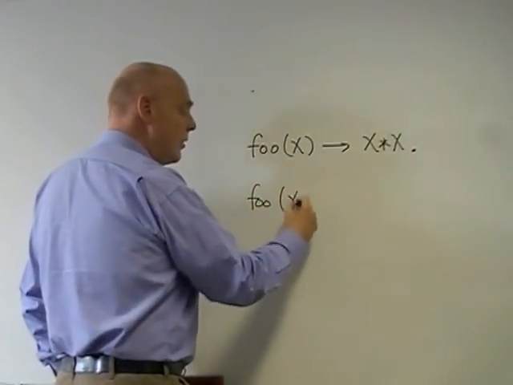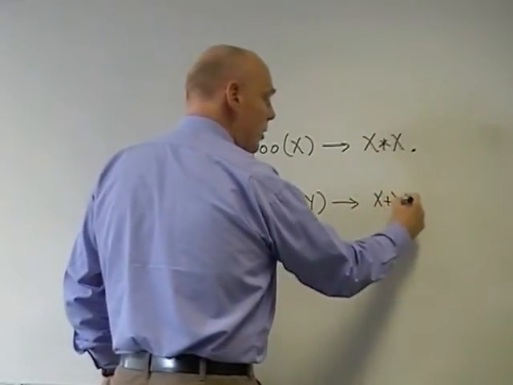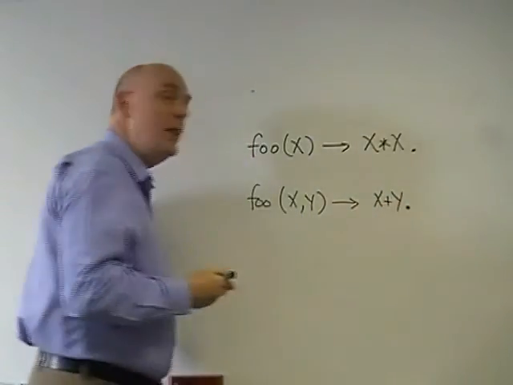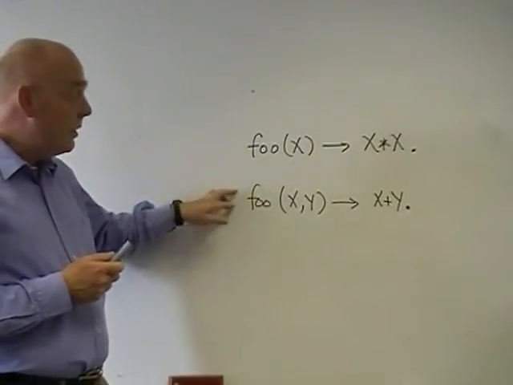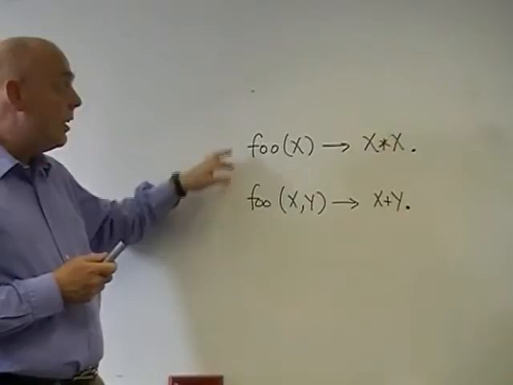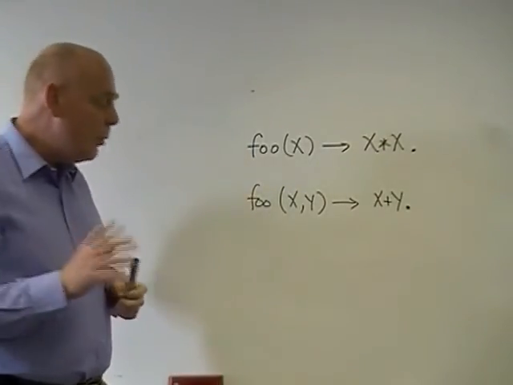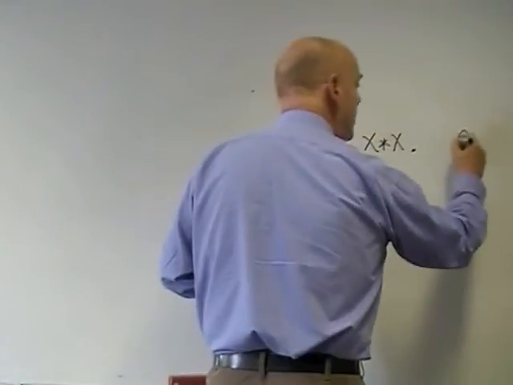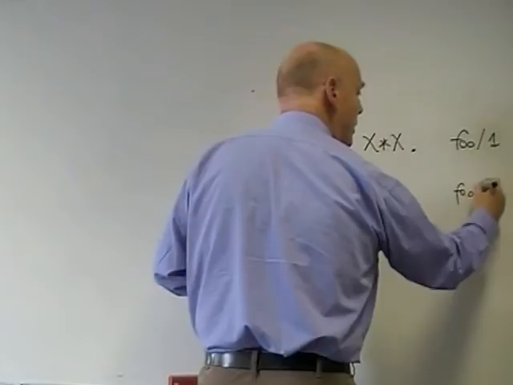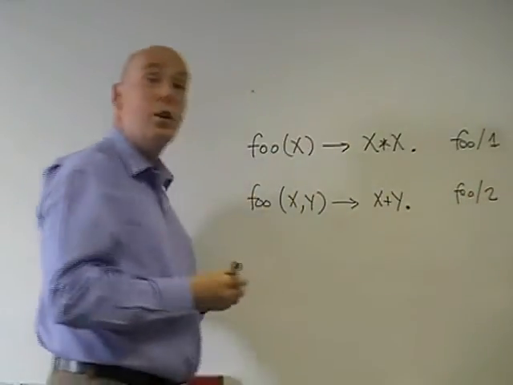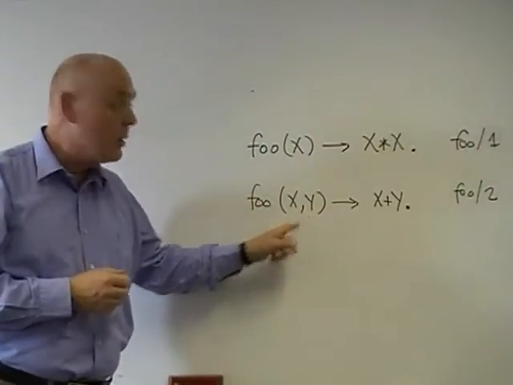But we could also define a function, same name, which has two arguments. And these are two quite different functions. This is a function foo of arity 1. This is the function foo of arity 2. So they have no relationship between the two. And if we want to talk about the arity, we say this is foo of arity 1, this is foo of arity 2, by writing a slash followed by a number, which is the arity. And of course the arity is the number of arguments it takes.